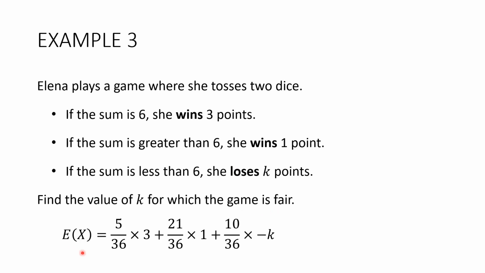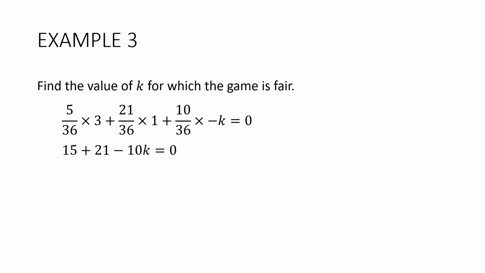So we get our expected value is going to be 5 out of 36 times 3 points, she's winning, plus 21 out of 36 times 1 point, plus 10 out of 36 times -k. And this has to equal 0. All we have to do is solve this equation. So taking the 36s over the other side, we end up with 15 plus 21, take 10k equals 0. It's pretty easy to solve. 10k is equal to 36, and so k is equal to 36 over 10, or 3.6.